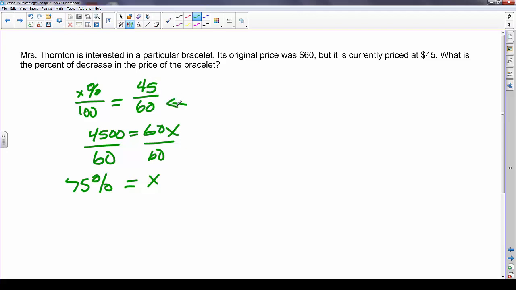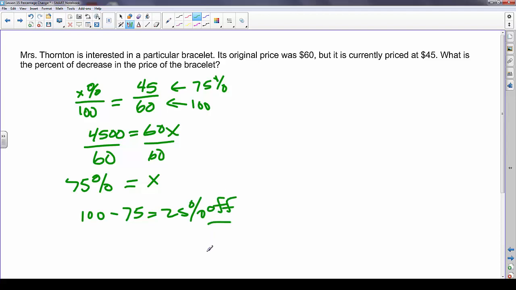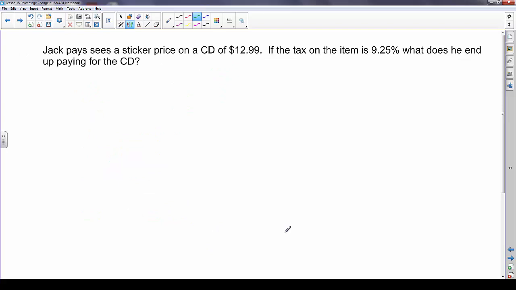But 60 corresponds to the 100%. 45 corresponds to 75%. So I went from 100 to 75, and that difference is 25% off or decreased.